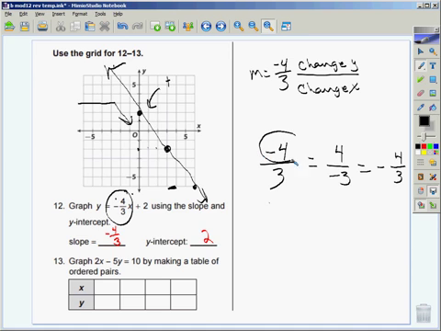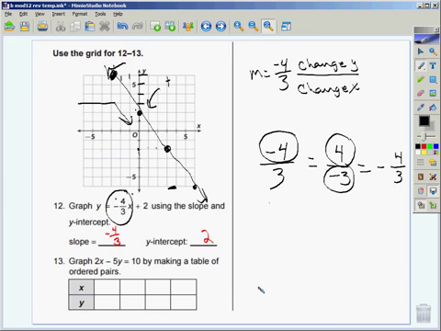This tells me that I'm going down 4 because it's negative. This tells me I'm going to the right 3 because it's positive. Down 4/3. Or I could have looked at it the other way. I can go up 4. 1, 2, 3, 4. But if I go up 4, which way am I going to have to go? Left 3. 1, 2, 3. And I can see that that point's on the line.